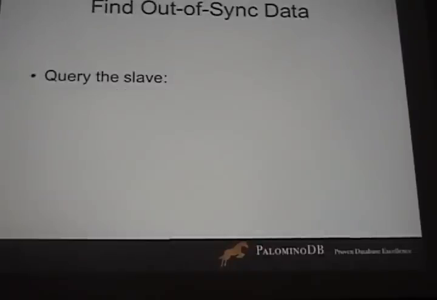But there you go. So how do you actually find the out-of-sync data? Right? You've run mk-table-checksum, you've let it run. Now what? Do you get a page right away? Does it magically know?